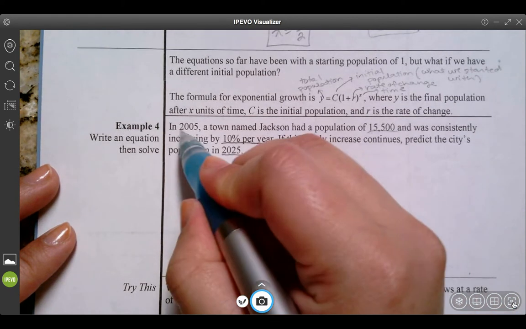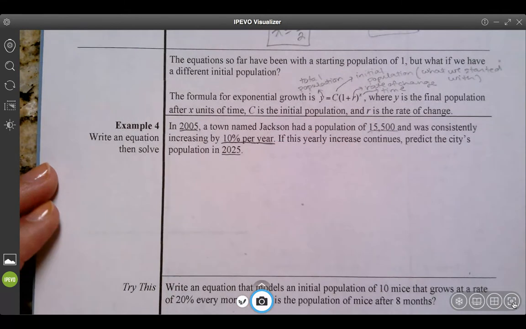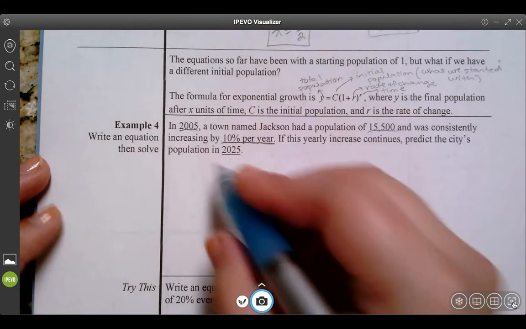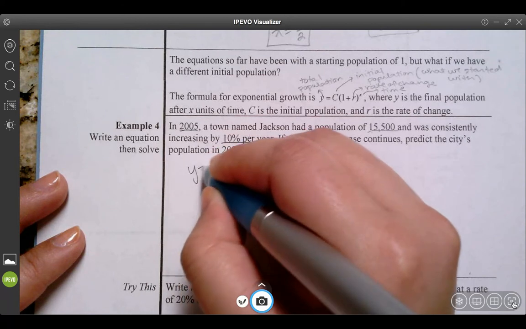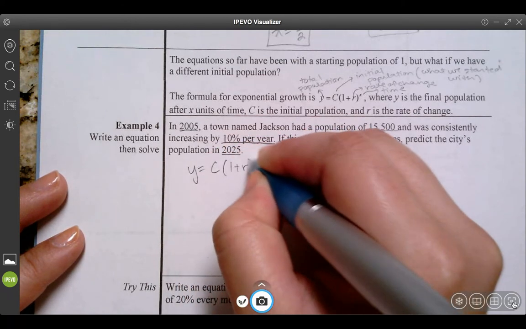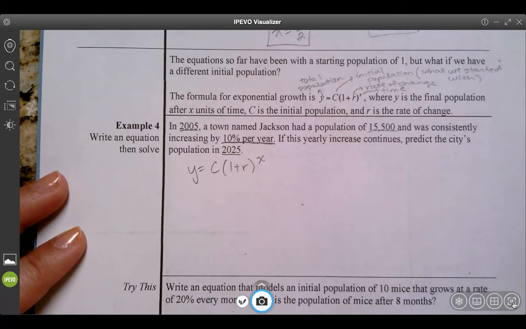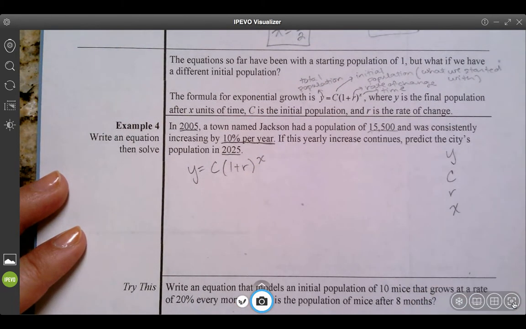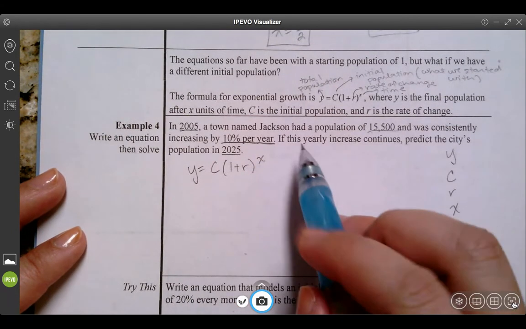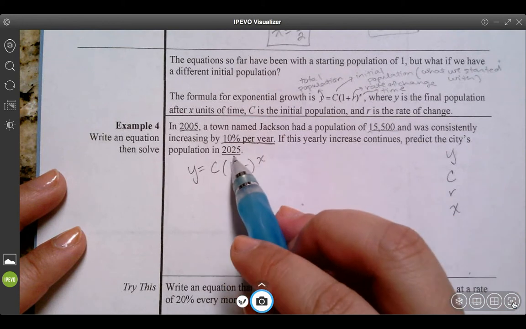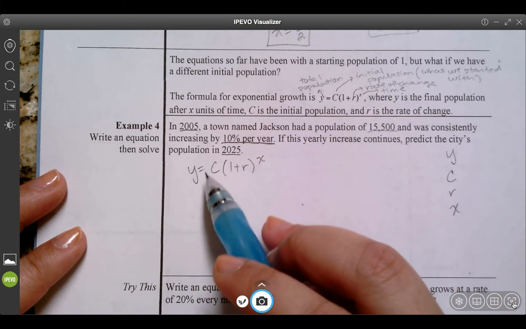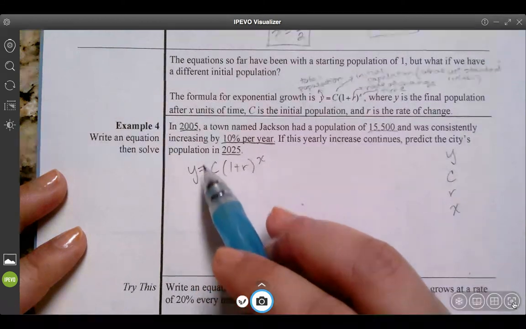Okay, so I have underlined what I think are the important details. So then I'm going to go back. I'm going to start with the equation y equals c times 1 plus r to the x. And I'm going to say, what do I need to define? I need y, c, r, and x. I would like to know, predict the city's population in 2025. So the question that's being asked is, what is y? What is my final population?